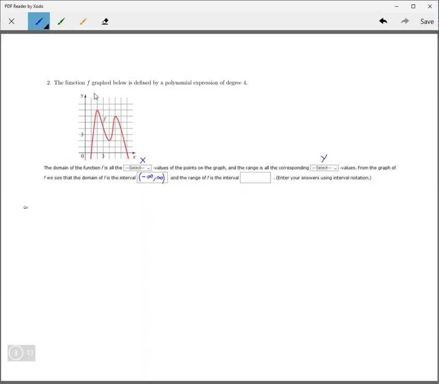So the domain is actually negative infinity to infinity. Now the range: this is the highest point on the graph right here, which is 7. But like I said, these go down forever and ever. So that means that the range is negative infinity, because it goes down forever, all the way up to 7, including 7, because it attains 7 right here at this value 2.